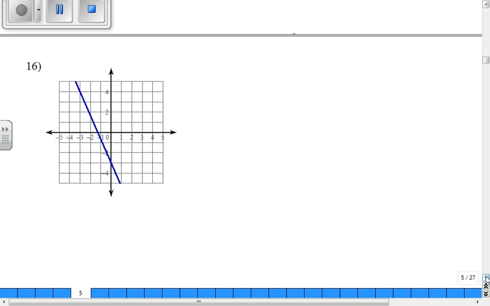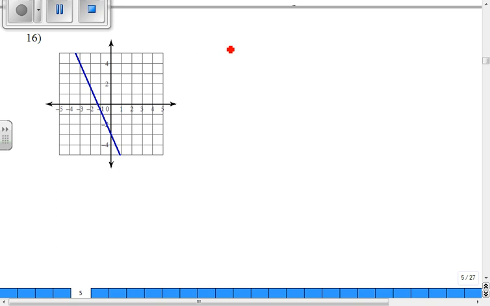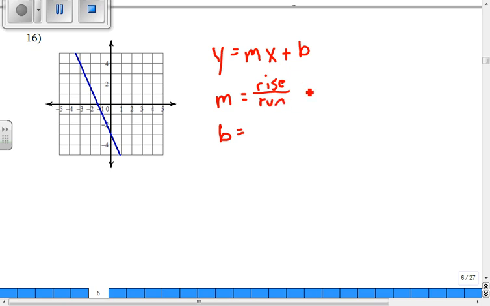The next one should be just as simple. Y equals mx plus b is my format. And I need to determine my slope and my y-intercept. So my slope, I need to determine rise over run. And my y-intercept, I need to determine where the line crosses the y-axis. So my y-intercept is -3.